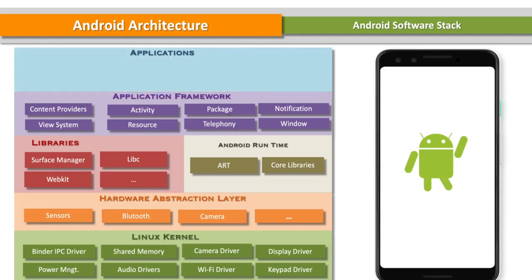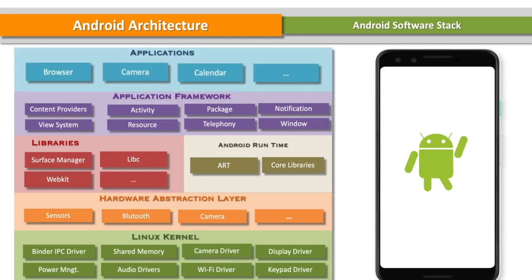Now, on top of the Android framework, there are applications. All applications such as browser, camera, calendar, home, contact, and settings are using the Android framework that uses Android Runtime and libraries. Android Runtime and native libraries are using Linux kernel.